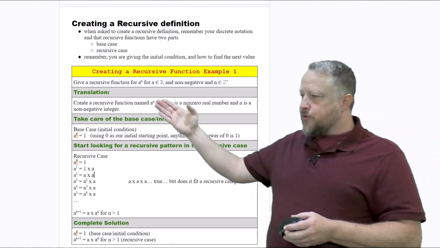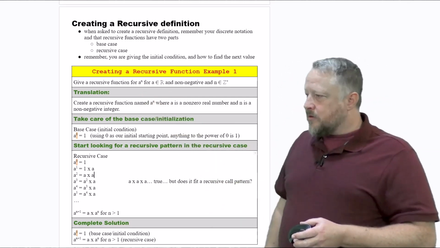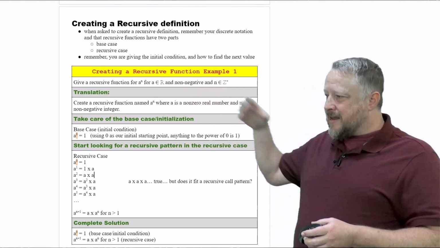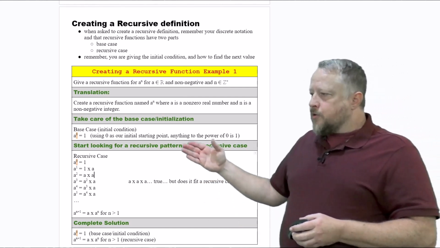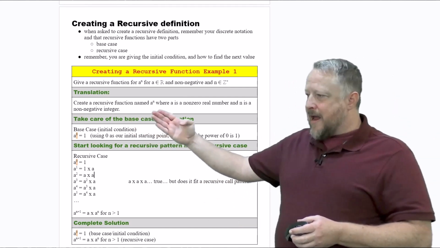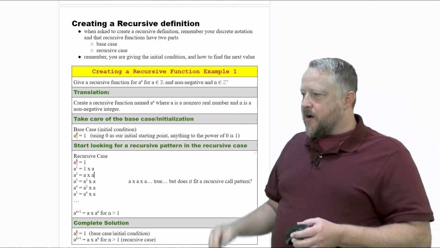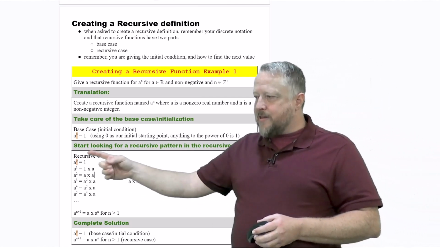So given a function, a to the nth power, for a a real number and non-negative, and n a positive integer, I'm going to create a recursive function where a of n is non-zero, and then translate from there, and take care of the base or the initialization. So the base case is going to be a to the 0 equals 1.